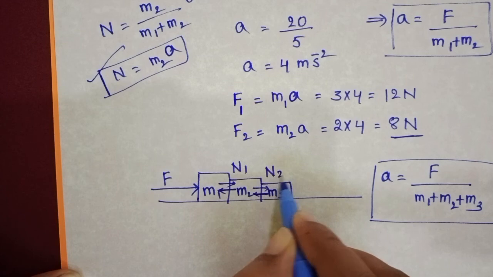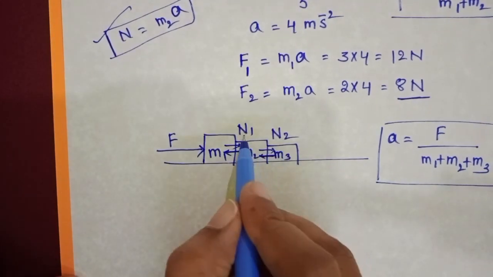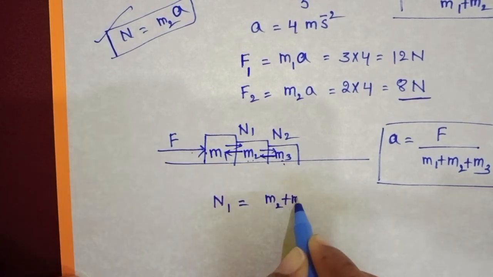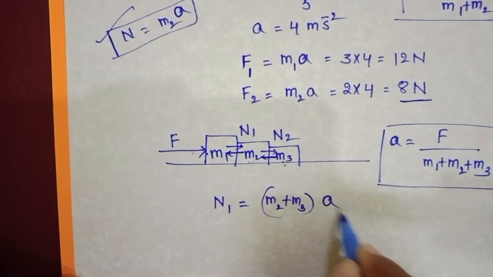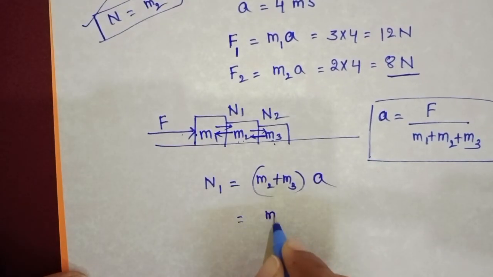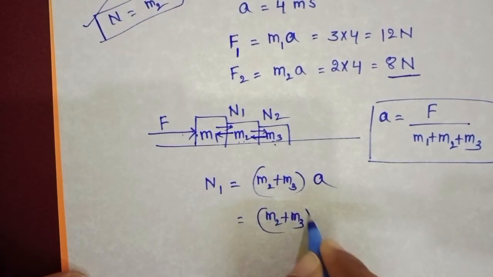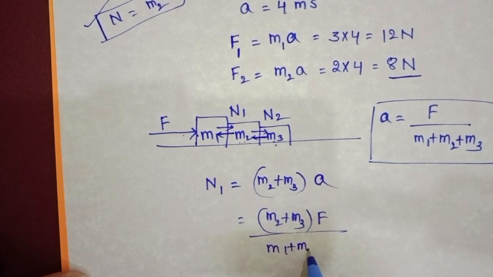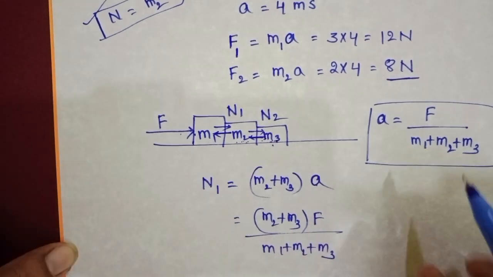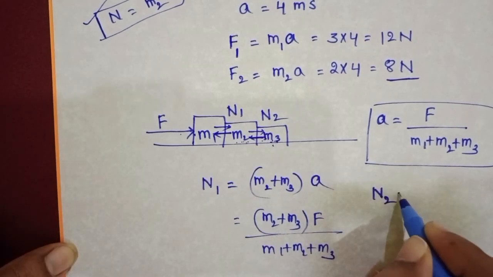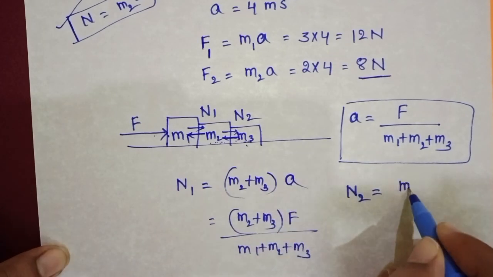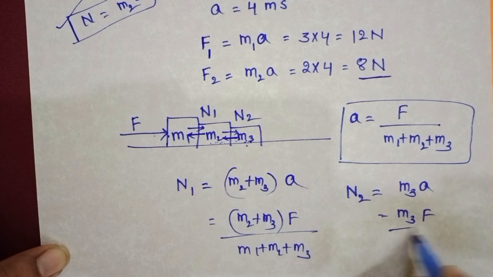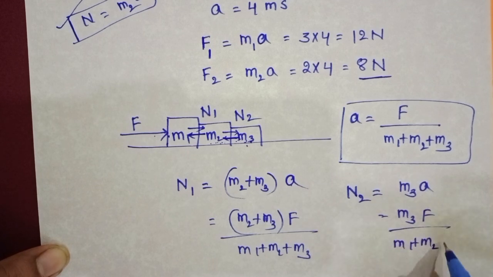Let it be N2. First find out contact force N1. N1 is equal to (M2 plus M3) into acceleration. So (M2 plus M3), in place of acceleration, F by (M1 plus M2 plus M3). So now the contact force between M2 and M3, N2 is equal to M3 into A, which is M3 into F by (M1 plus M2 plus M3).